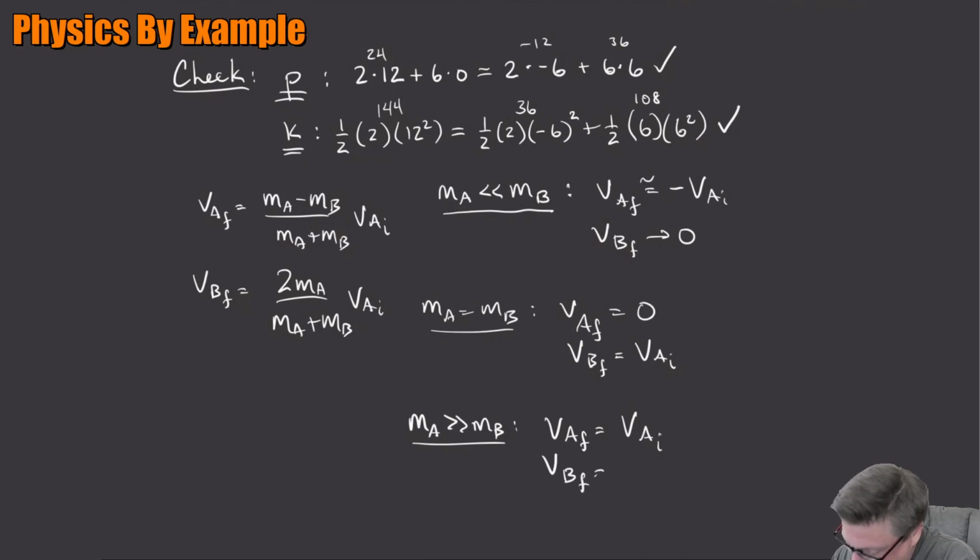What happens to VB final? It's 2 MA over MA, right? MB doesn't really matter. And that's 2. It takes twice VA initial. You pick up twice the speed of the bowling ball. Now that's maybe something that is new that you hadn't thought about before. So if a bowling ball hits a ping pong ball, if the bowling ball is going 10 meters per second, the ping pong ball is staying put. When they collide, the bowling ball doesn't really slow down. It still goes at 10, but the ping pong ball picks up 20, right?